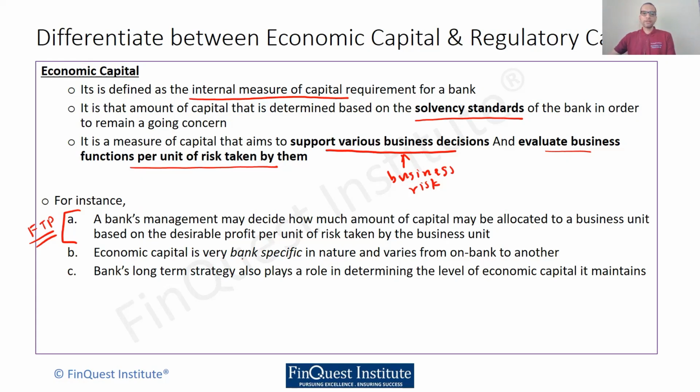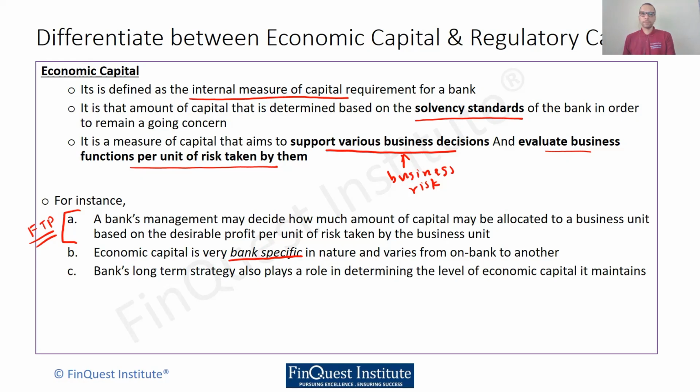Now, economic capital is very bank specific, because every bank has a certain business model which they follow. As the business model across banks is different, the kind of risk being carried is different as well. And that's why we say that economic capital is very bank specific, and it will vary from one bank to another. So it cannot be a blanket rule.